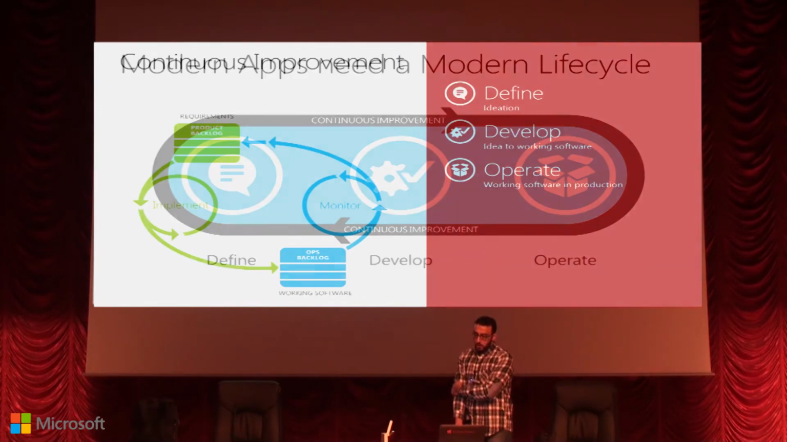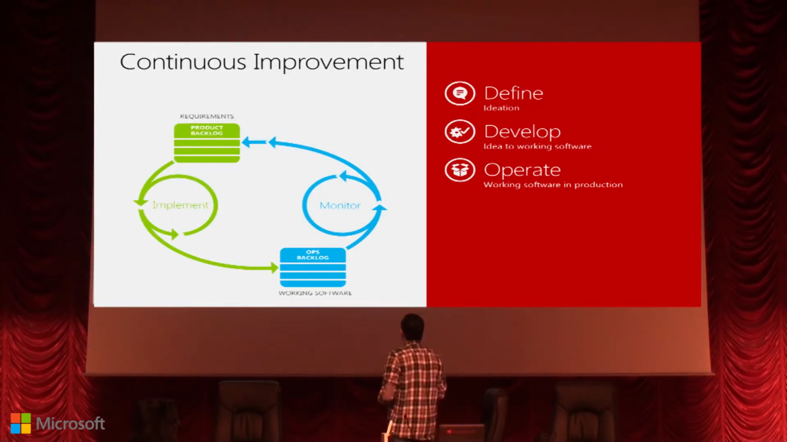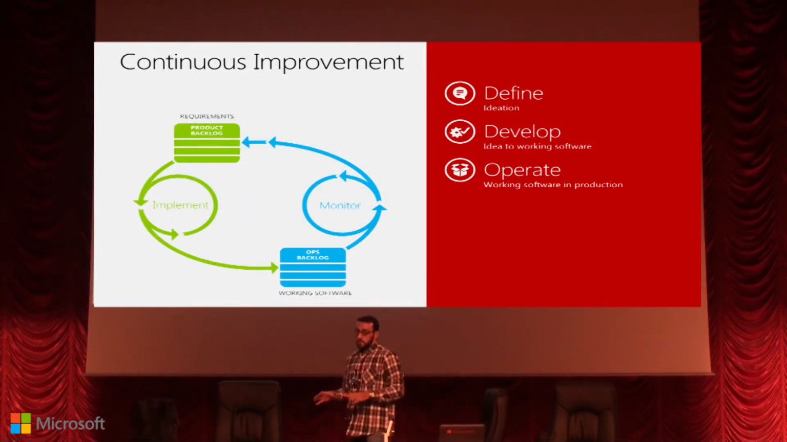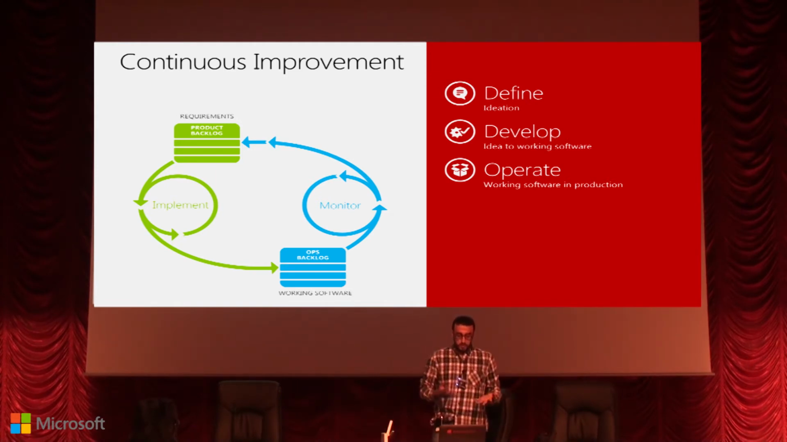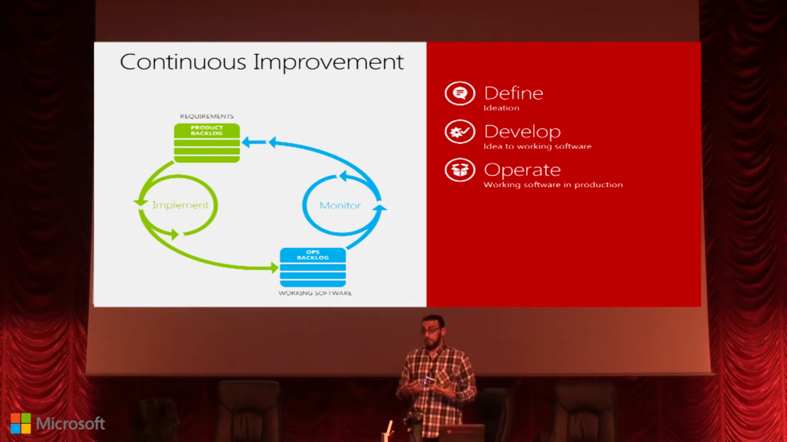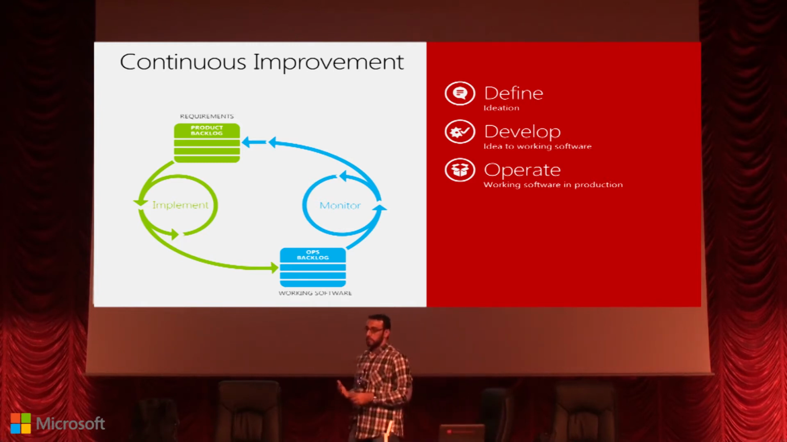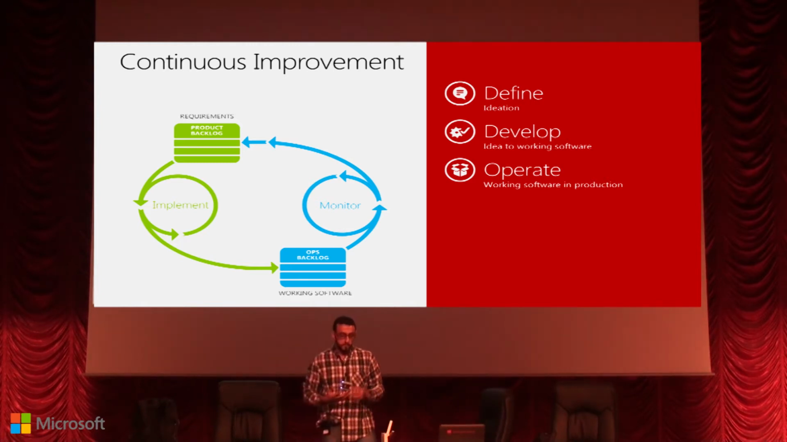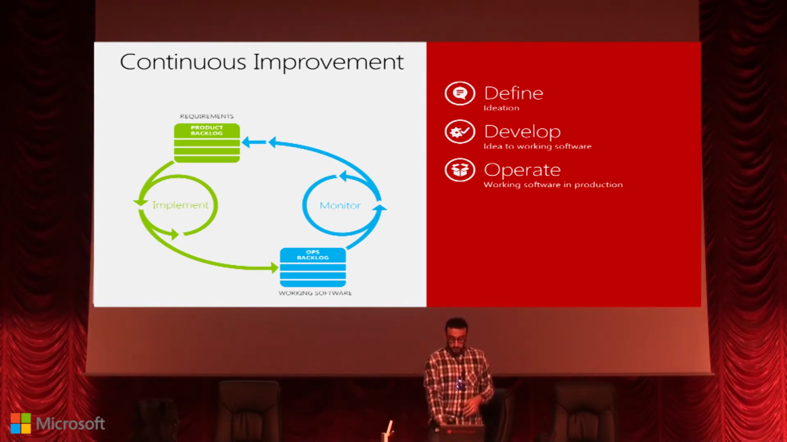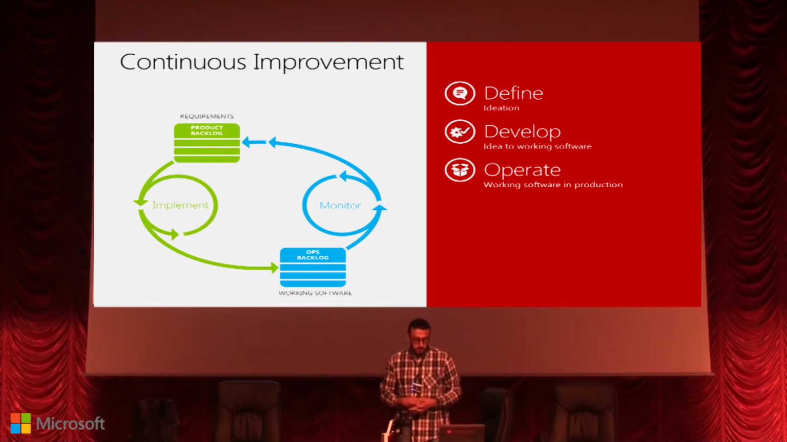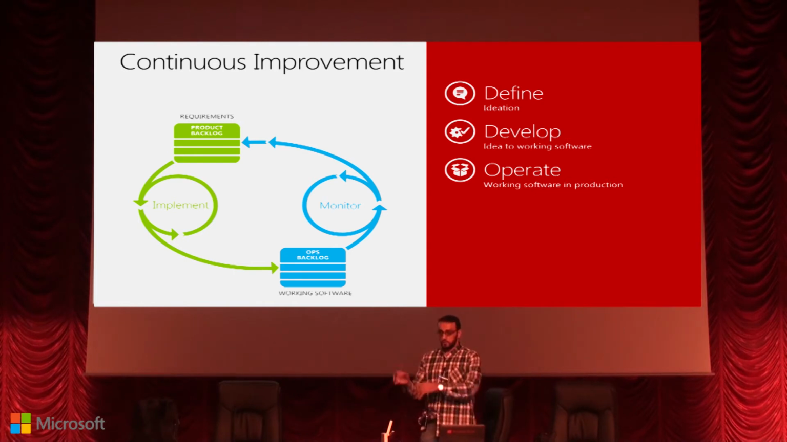If we look at the lifecycle, there are mainly three activities or phases. First of all, you define what you are going to build, what kind of application, or what feature you are going to build. Then you start building the feature or the requirement, and then you hand it to your operations team to push it to the customer. And it's an iterative process.